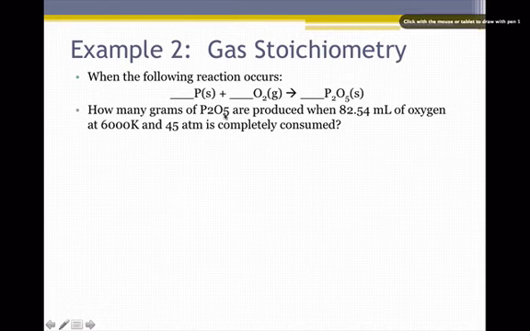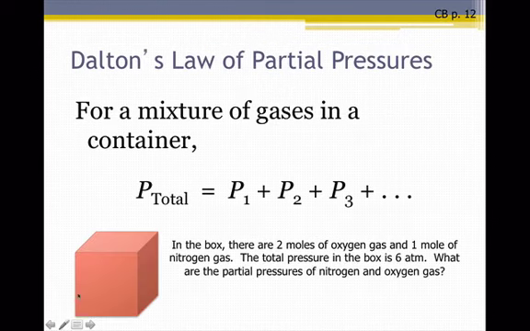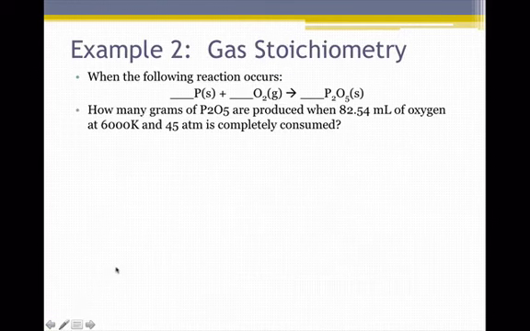All right, next question. When the following reaction occurs, how many grams of the P2O5 are produced when 82.54 milliliters of oxygen at 6,000 Kelvin and 45 atmospheres is completely consumed? Oh my goodness, those are really high pressure and a really high temperature. So, whoa, first thing we need to do here is balance that equation.